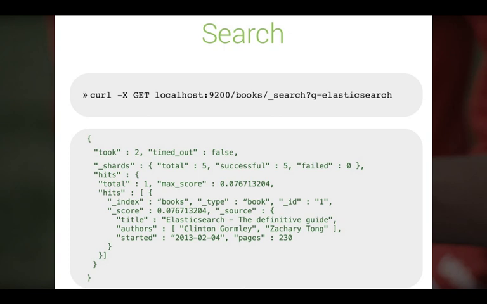And what was the search relevance? The search relevance you can see here on score, 0.07, and inside the source object you will see the exact data we are searching for. We have a title, Elasticsearch: The Definitive Guide, author Clinton Gormley and Zachary Tong, started date and the pages. So the data we inserted in the books index can be retrieved by such a search operation.